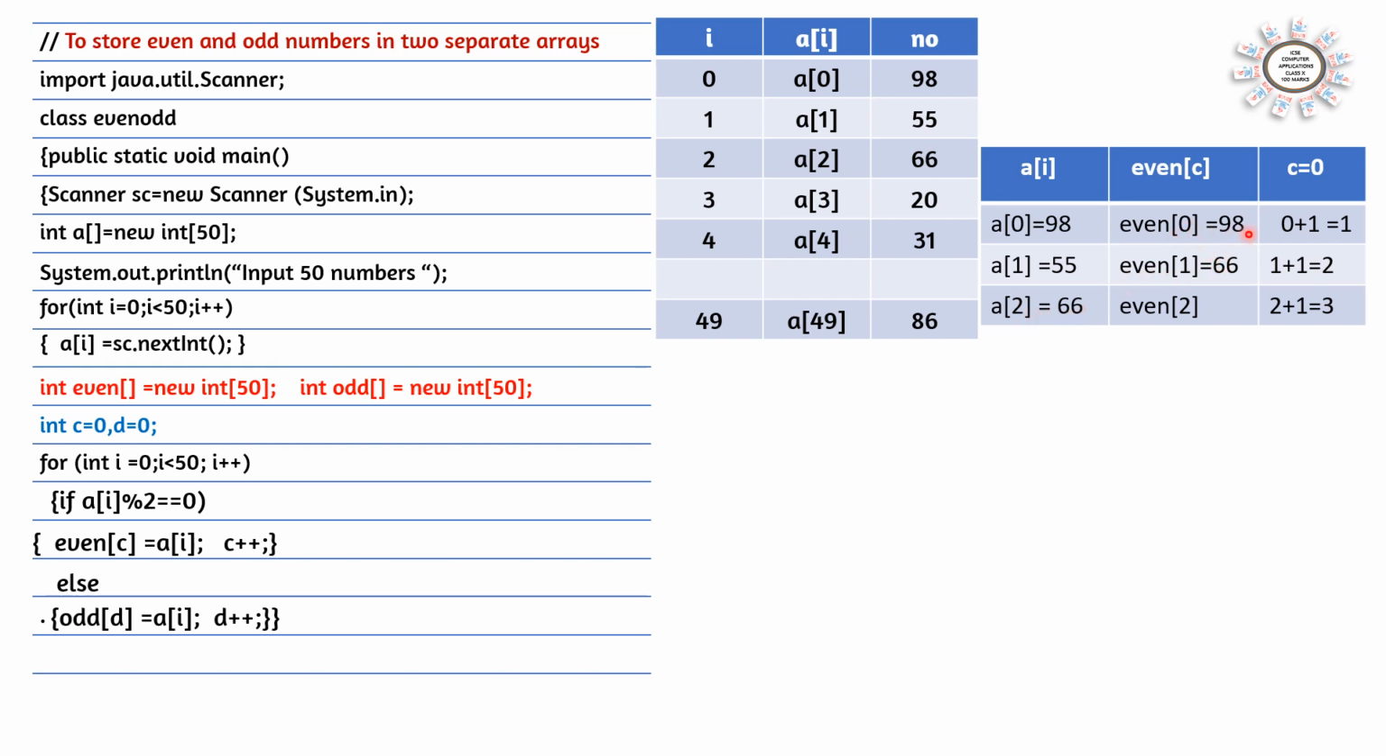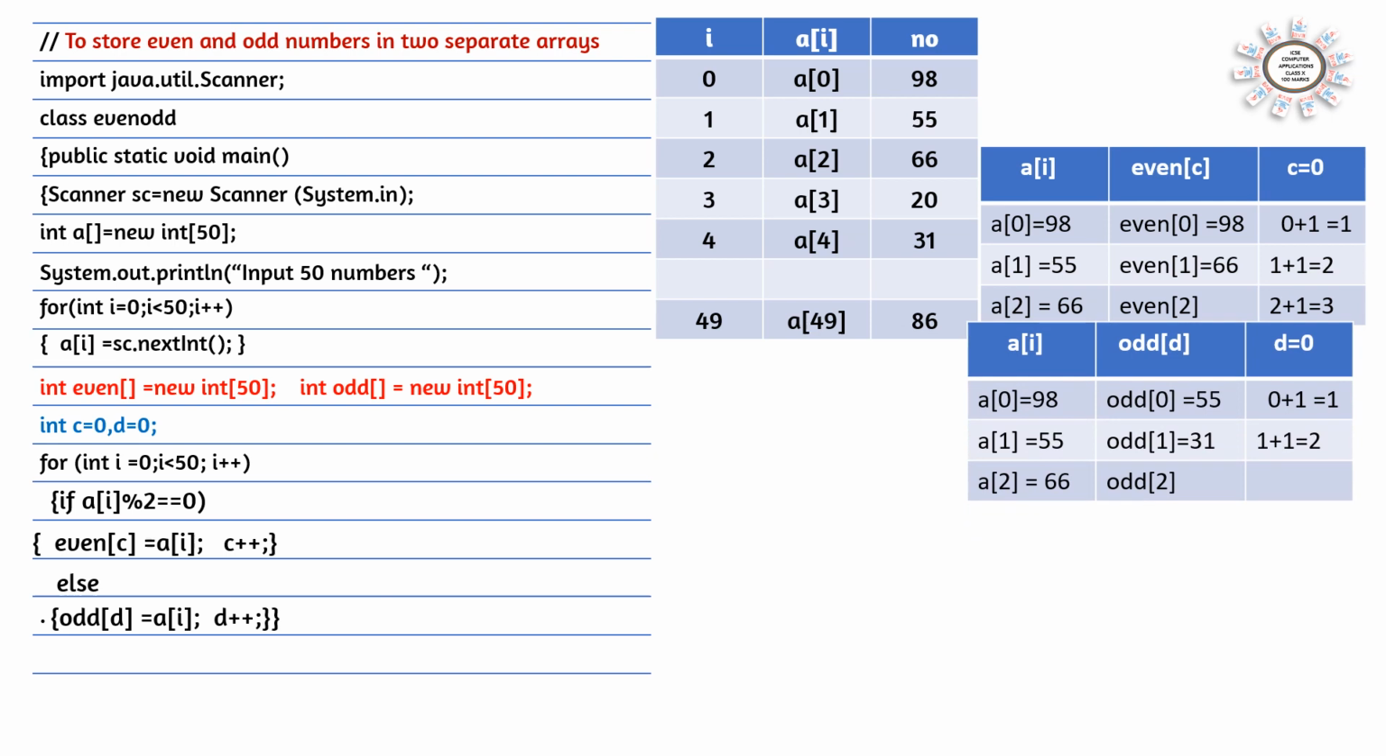First position 98 was stored. We have done C plus 1. That means C has become 1. So even of C means even of 1. 0, 1, 2, 3, like this it will go. Even of 166 is stored. And the next even number, maybe it is 20, will be stored in even of 2, like that. So C will be increasing 1, 2, 3, and the position of even will change according to that.